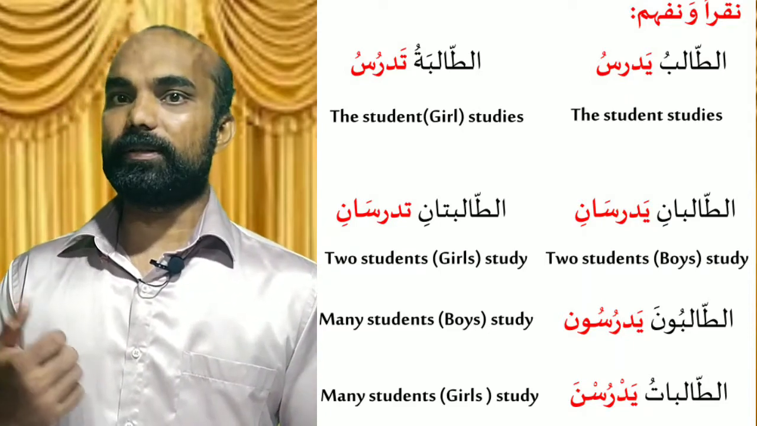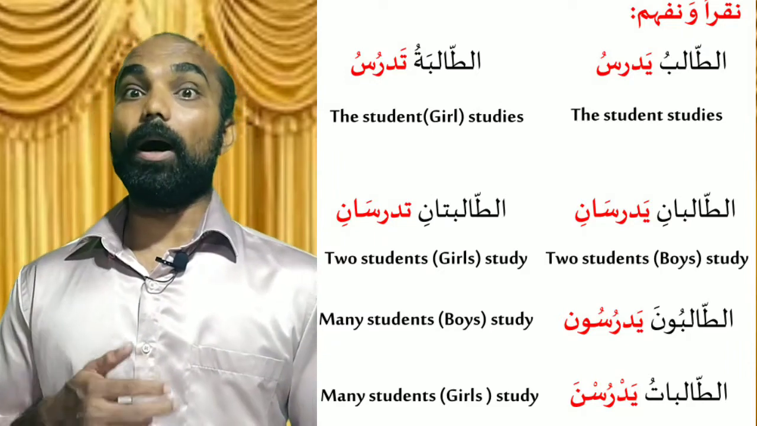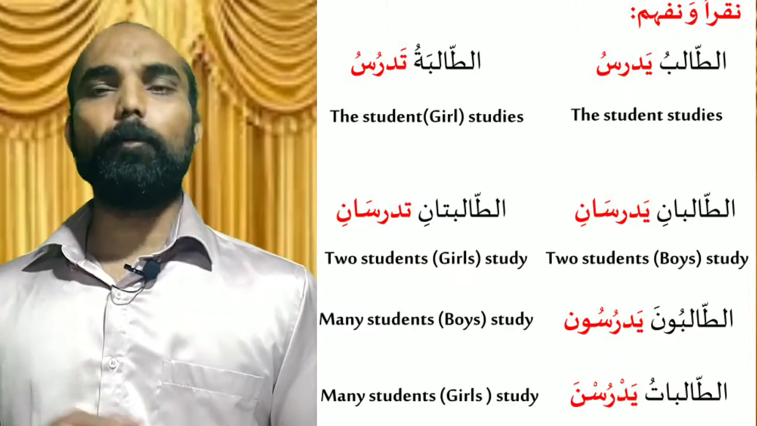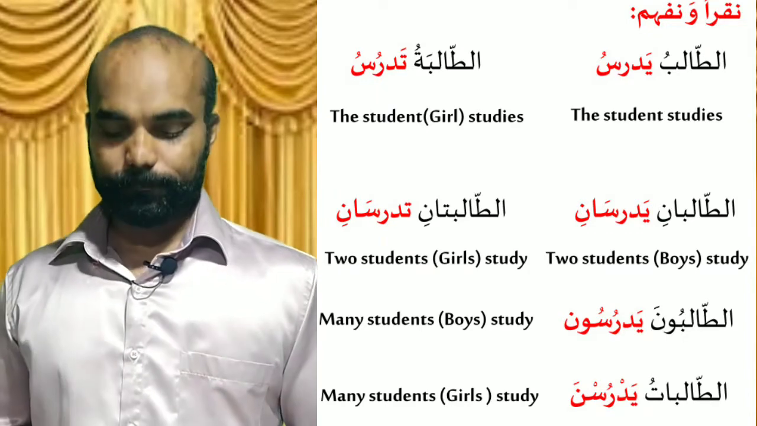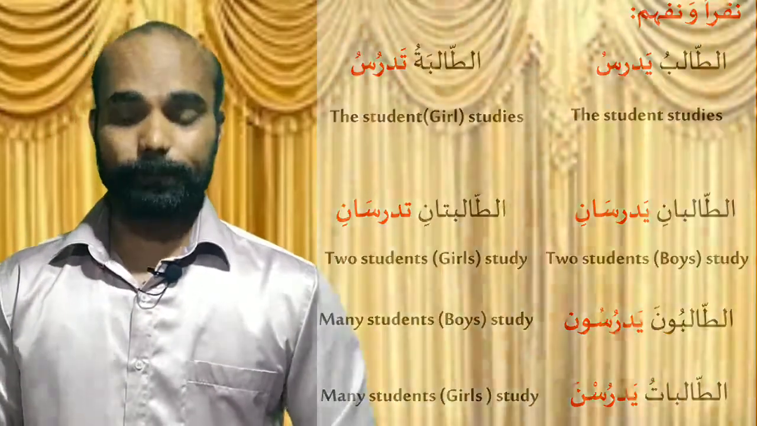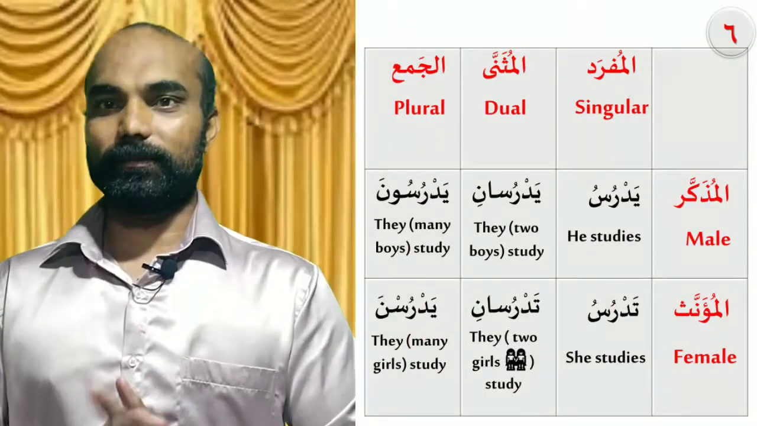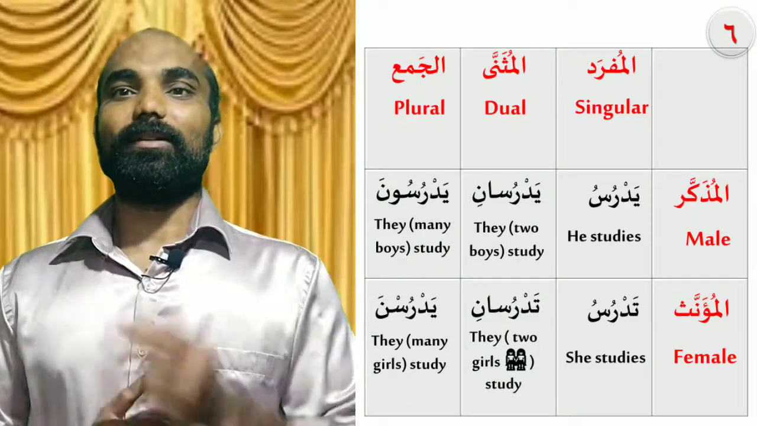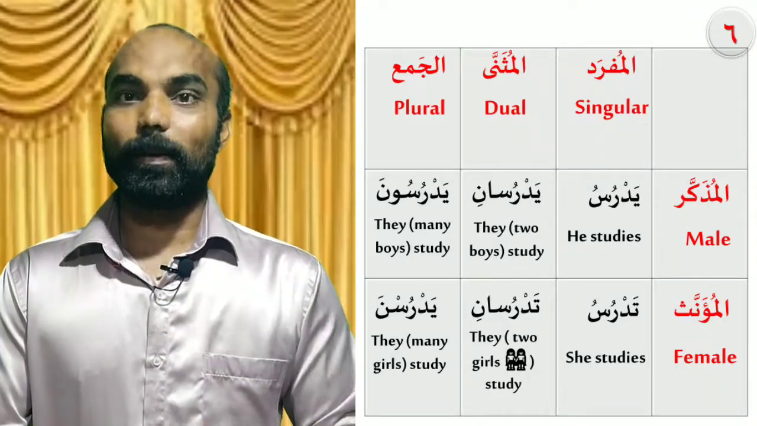At-talibuna, many boy students, yadrusuna, study al-kitab, the book. At-talibatu, many girl students, yadrusna, study the book. So what we understood is in the below table. Let's understand, or you have to write with pencil in each column its meaning. Al-Mufrad, as you know, singular. Muthanna, you may not know. Muthanna means dual, double. Jam, plural. And what is Mudhakkar? Male.